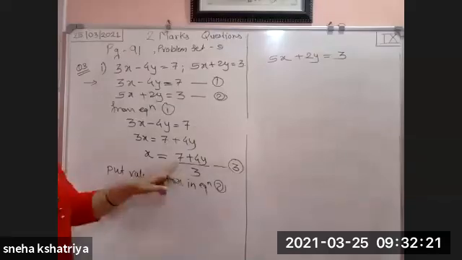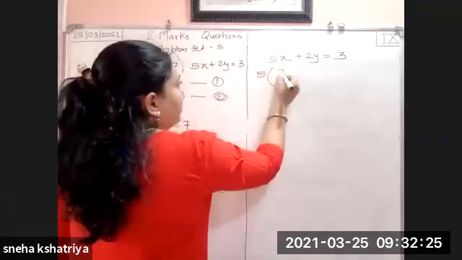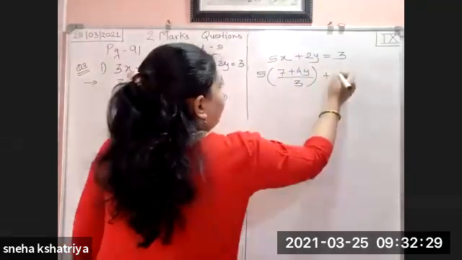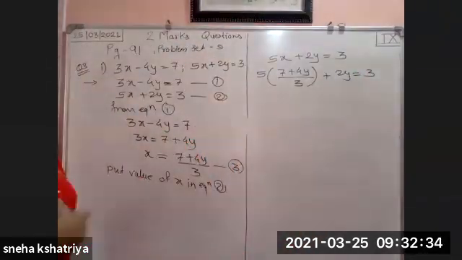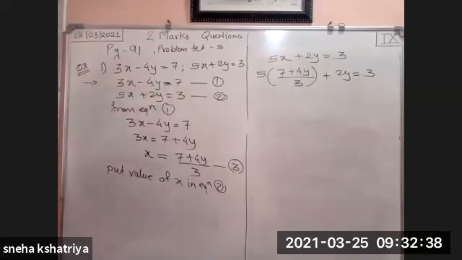What is the value of x? x is 7 plus 4y divided by 3. So this will become 5 into 7 plus 4y divided by 3 plus 2y is equal to 3. Now see here, 3 is in the denominator. We have to remove 3 from the denominator side. Then only we can solve the example.